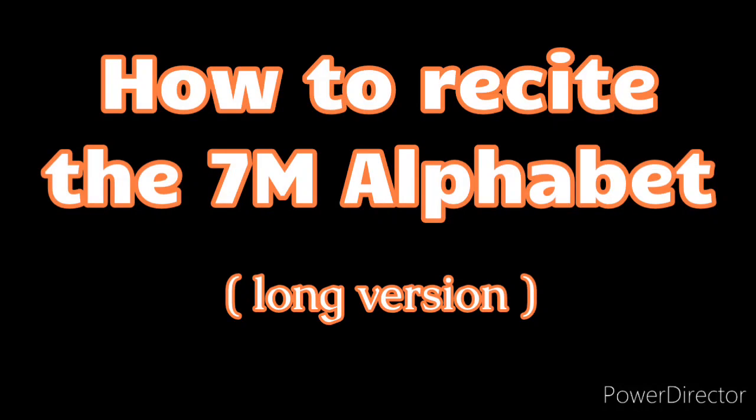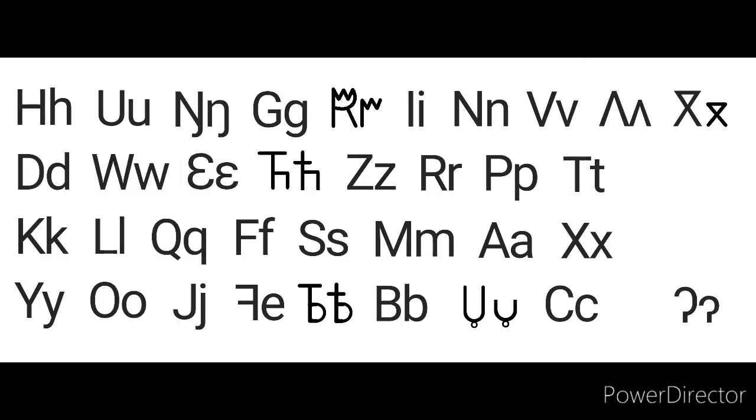How to recite the 7M Phonetic English Alphabet, or the 7M alphabet as I like to call it. It consists of 4 words, or that's one way of reciting it. So you've got 4 lines and a glottal stop. You can treat each line like an individual word.